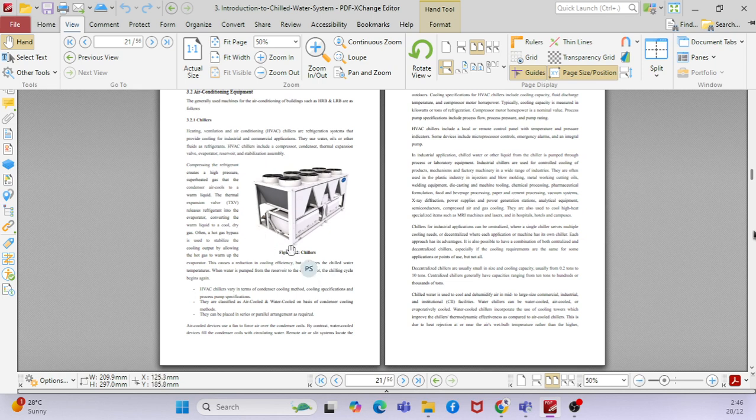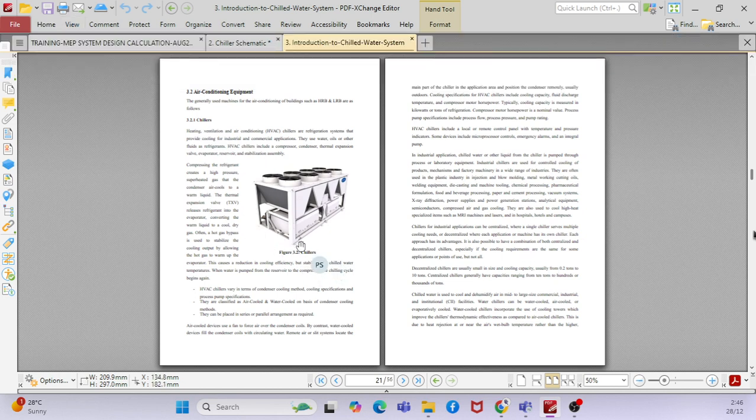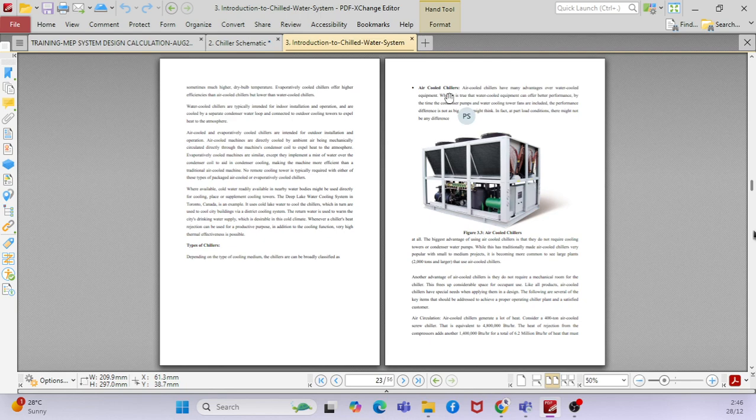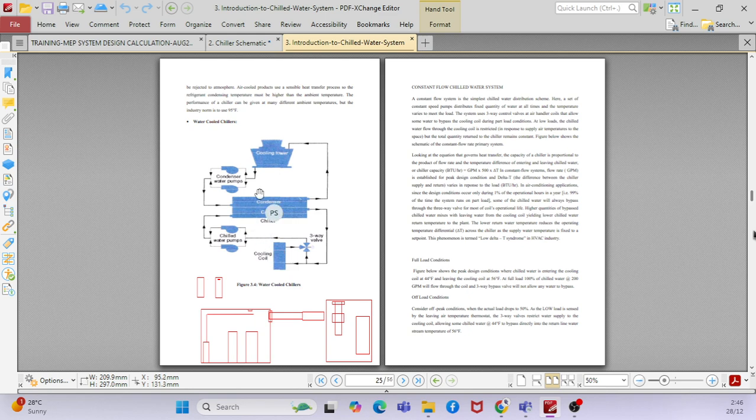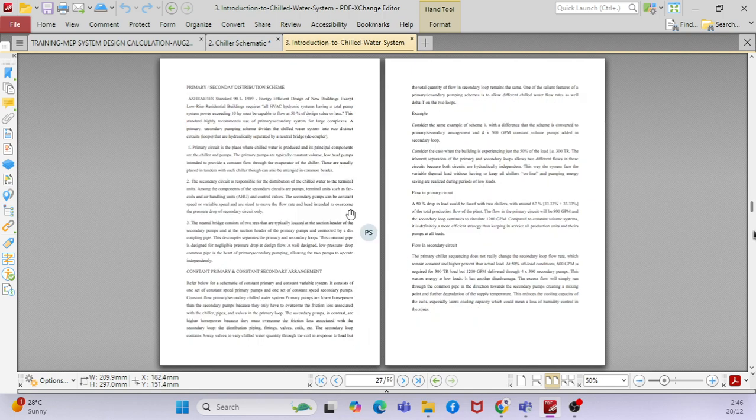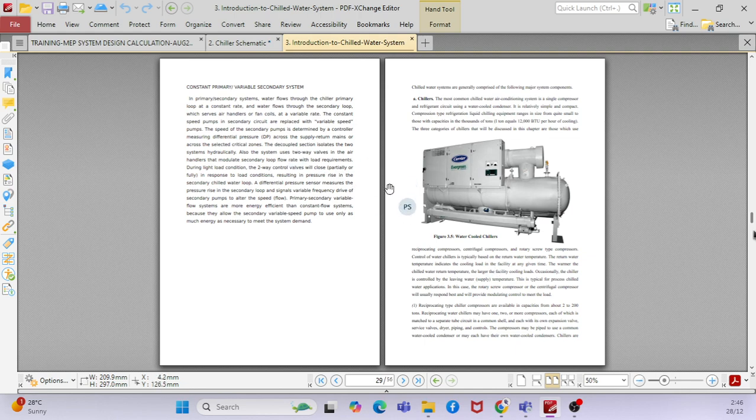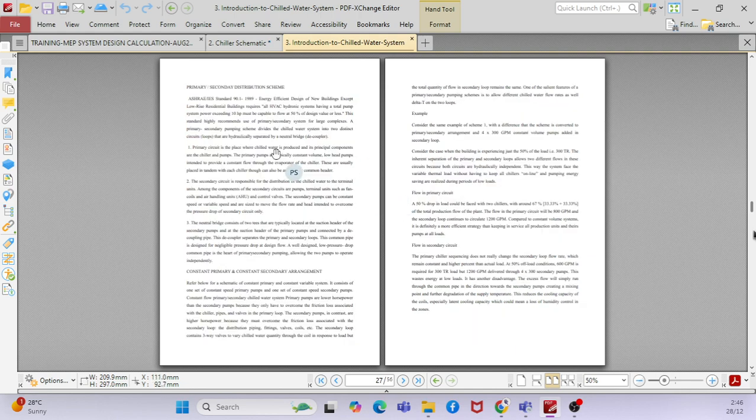Then you can talk about air conditioning equipment, like you can know about chillers. You need not read everything, just have a glance; it's very difficult to read everything. Then you can read about types of chillers: air cooled chillers and water cooled chillers, and how this circuit works. Then you have the constant flow chilled water system, full load condition, and off load condition. Then the primary-secondary distribution scheme, which is basically what we discussed in today's class, the primary side and secondary side. That doesn't mean primary is only one type.